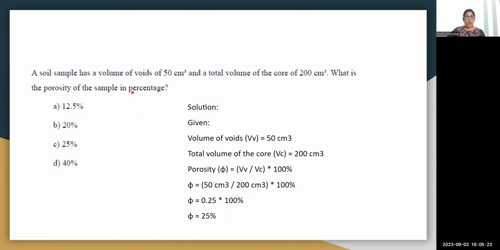Once again, the volume of the voids divided by the total volume of the sample is the porosity. Dividing 50 by 200 and multiplying by 100, we get porosity as a percentage.